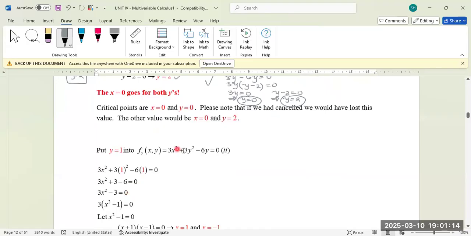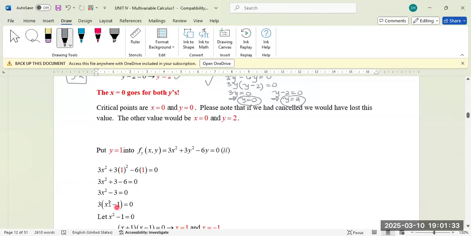3 squared plus 3 times 1 squared minus 3 times 6 times 1. 1 squared is 1. 1 times 3 is 3. 6 times 1 is 6. So I'm going to have 3x squared plus 3 minus 6 equals 0. 3 minus 6 is negative 3.